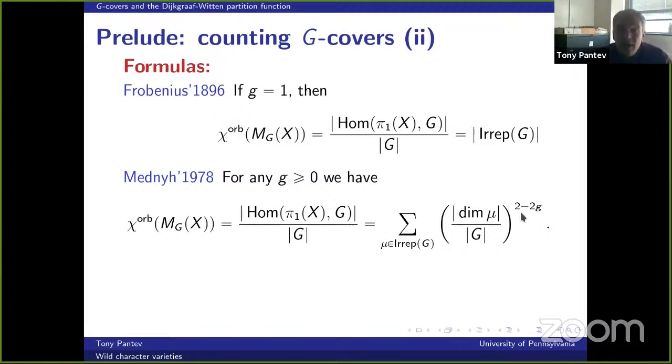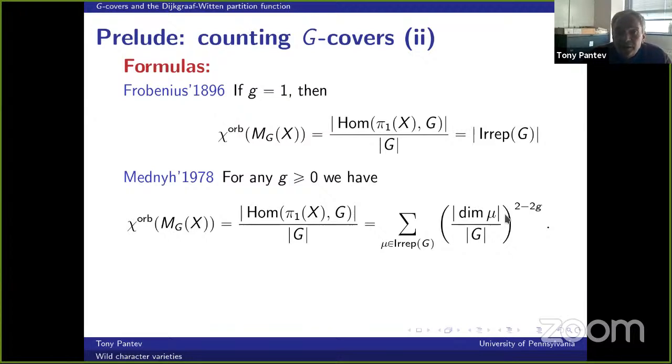So this gives you again a count of all unramified Galois G covers of the Riemann surface by some representation theoretic gadget. So it's a sum over representations of the target group. And the only way the surface enters is through this exponent, which is the Euler characteristic of the surface.